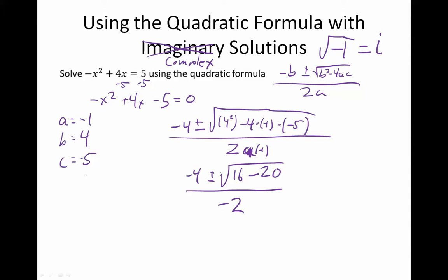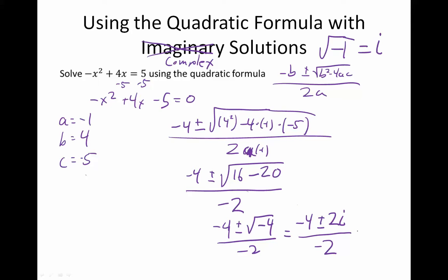Now, notice that when we do this, we get negative 4 plus or minus the square root of negative 4, all over negative 2. Here is where we have to deal with the complex number. The square root of negative 1 is i, and the square root of 4 is 2. So when we simplify this, it will be negative 4 plus or minus 2i. The negative will always come out as an i, and the square root of 4 comes out as 2 like it normally does. And that's all over negative 2.